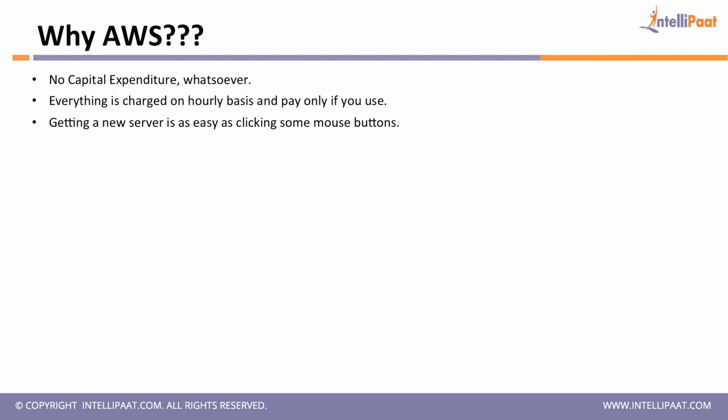Then getting a new server is as easy as clicking mouse buttons. There's no question of having long meetings of capacity planning. You can just map your application requirements with AWS services and get it. And you can use the management console or command line interface to provision it within seconds using some mouse clicks, as I said. It provides highly available solutions without extra effort.